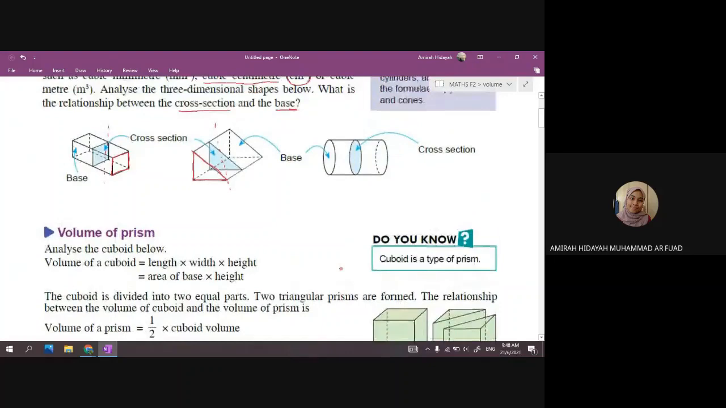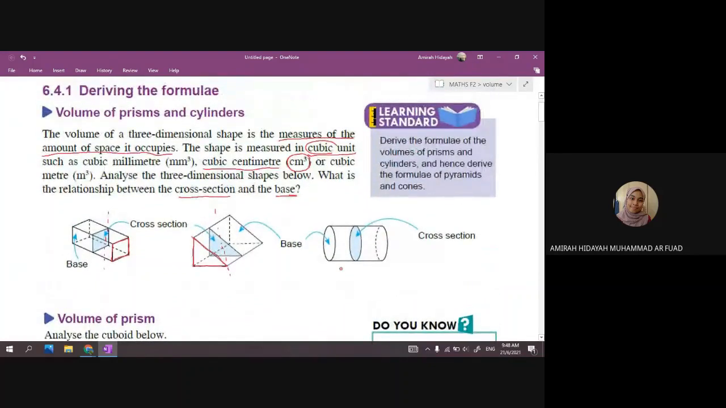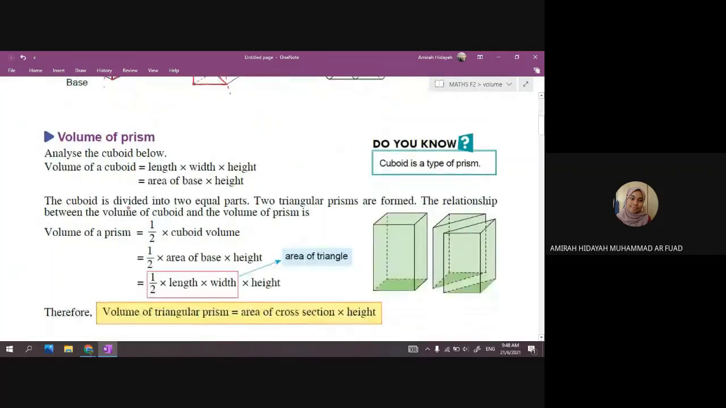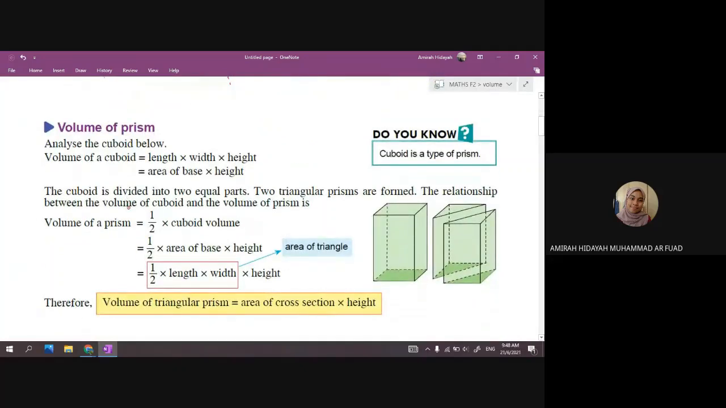Next, kita nak tengok macam mana kita nak derive formula. Yang tadi saya mention yang pasal base dengan cross section ni adalah untuk dia nak derive formula prism dengan cylinder. Nak kita tengok pula untuk prism dulu. So macam mana kita dapat formula untuk cari volume of prism ni? Okay, so formula untuk cari volume of prism adalah area of cross section times height. So kita nak tengok macam mana kamu derive formula ni, especially triangular prism.